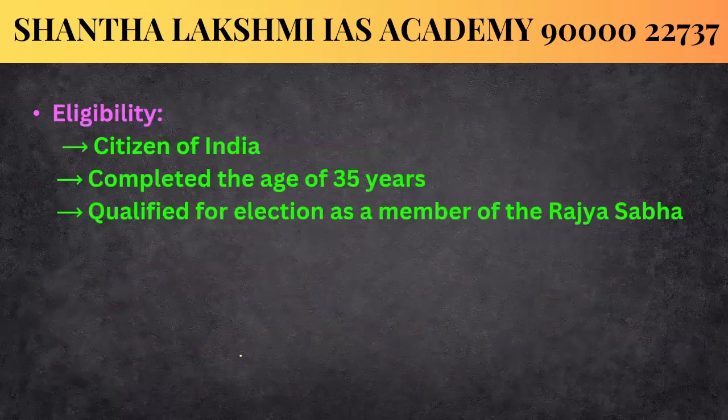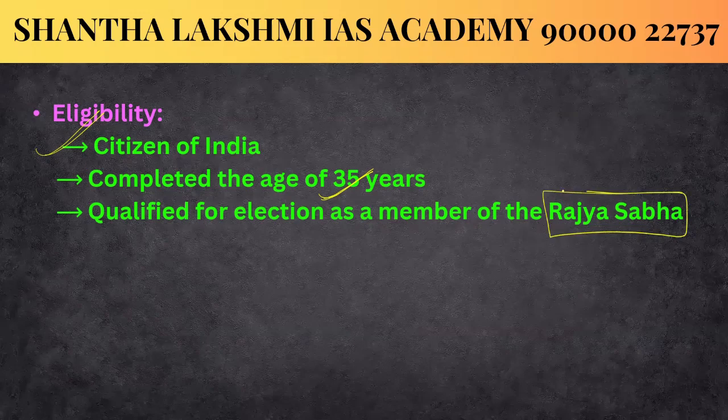Coming to the eligibility criteria, who will be able to contest in the Vice President elections? He should be a citizen of India. He must have completed the age of 35 years. He or she must be qualified for election as a member of the Rajya Sabha. Remember, Rajya Sabha. So this is the election procedure to the office of the Vice President of India.